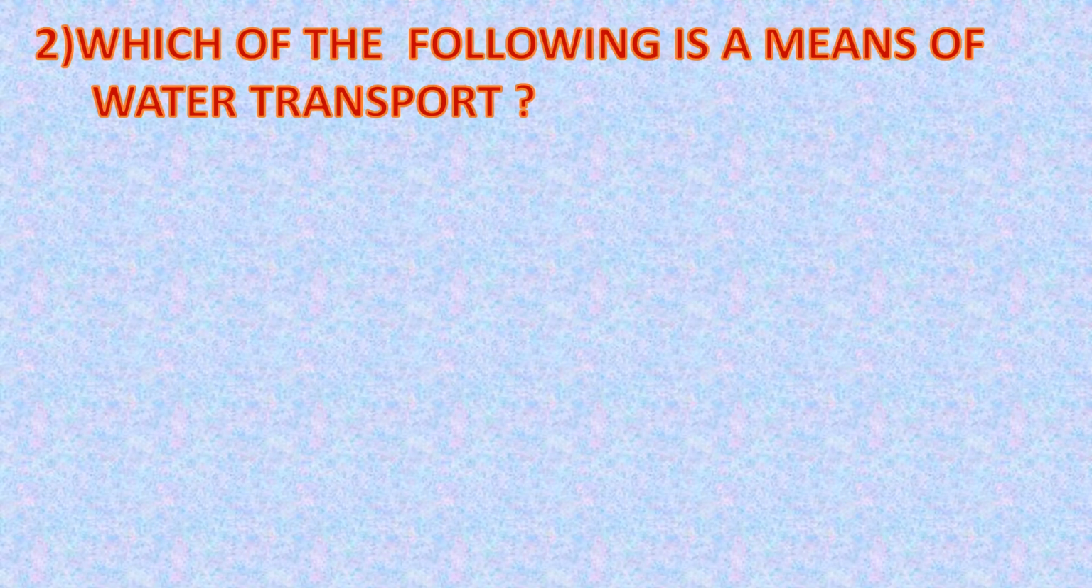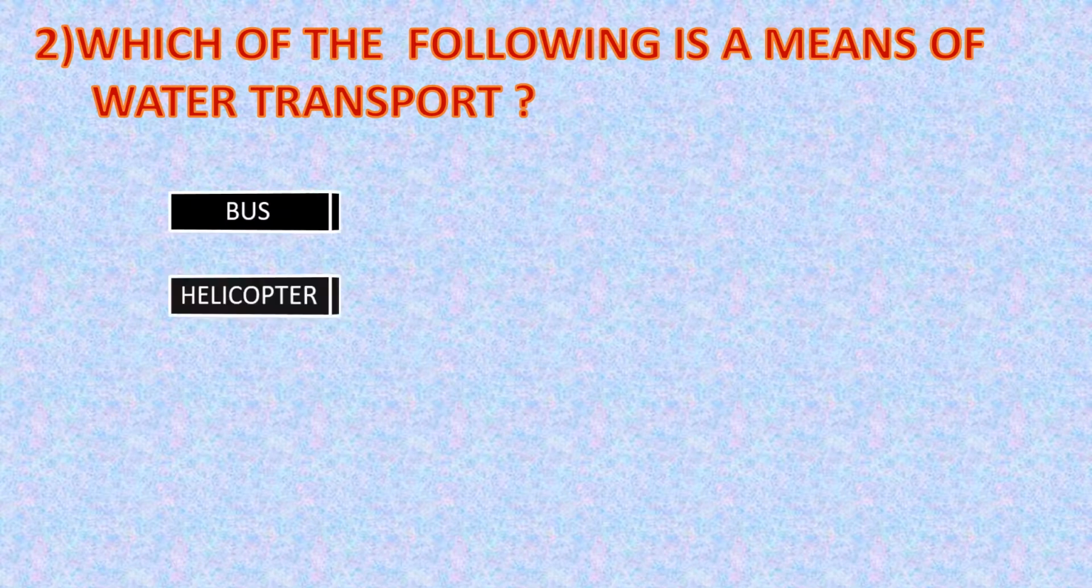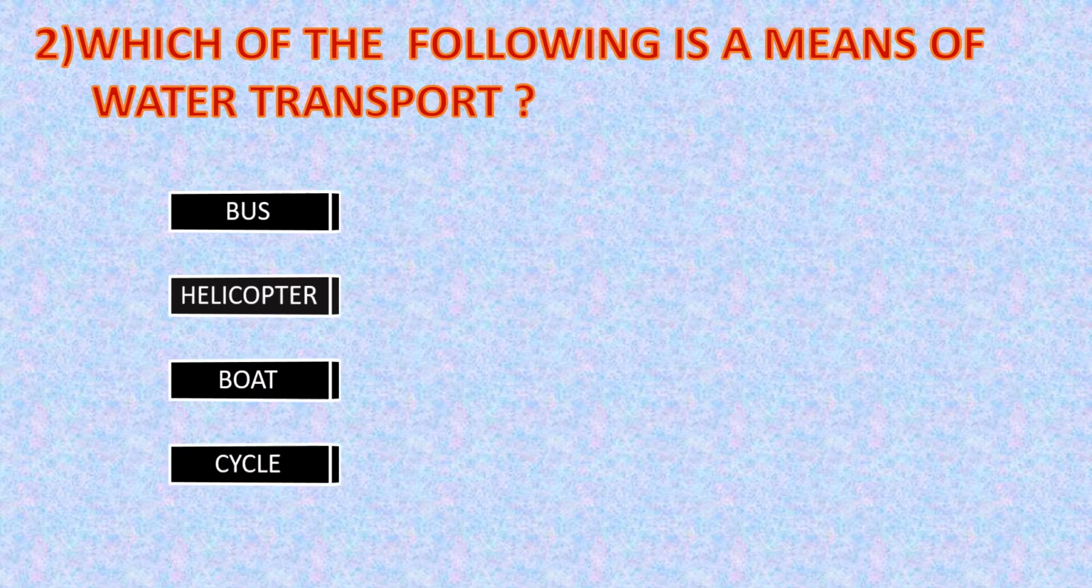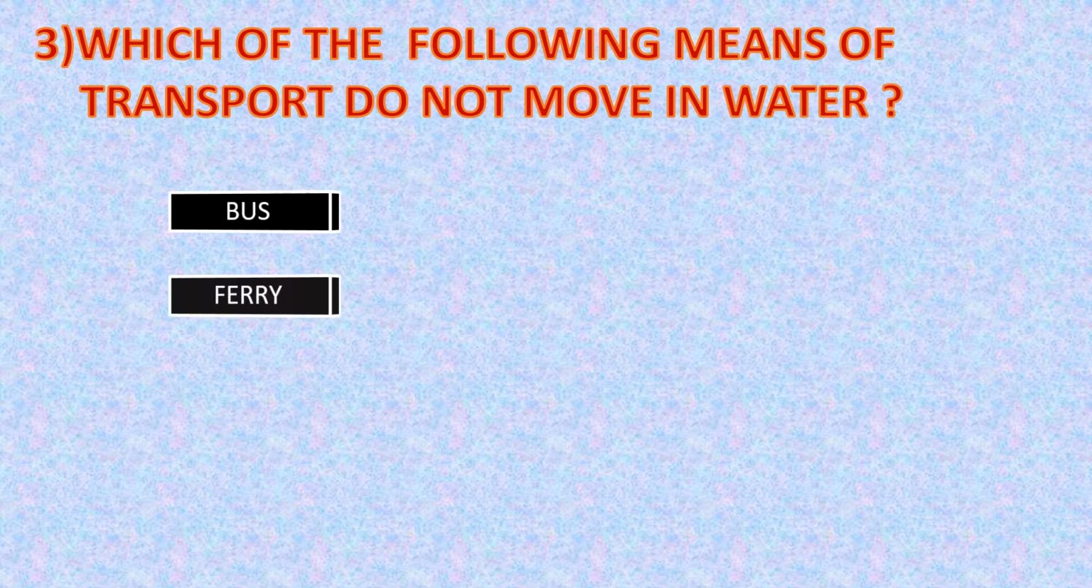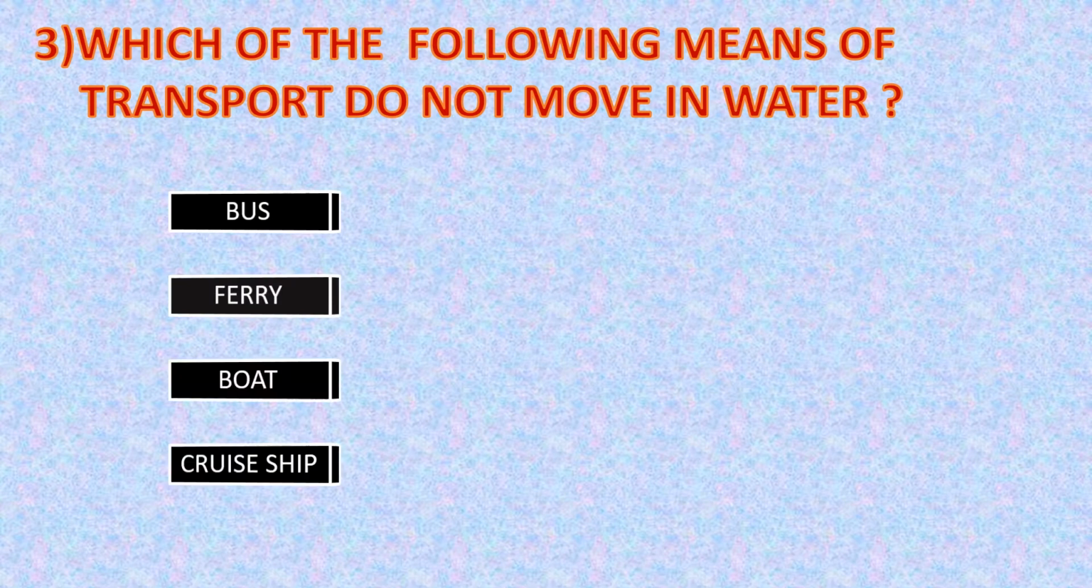Which of the following is a means of water transport? Bus, helicopter, boat or cycle? That's correct. It's a boat. So our next question is, which of the following means of transport does not move in water? Bus, ferry, boat or cruise ship? Yes, you guessed it right. It's a bus.